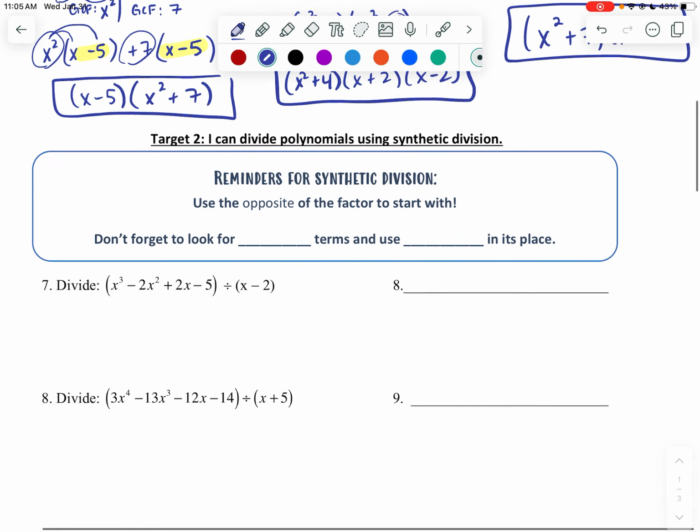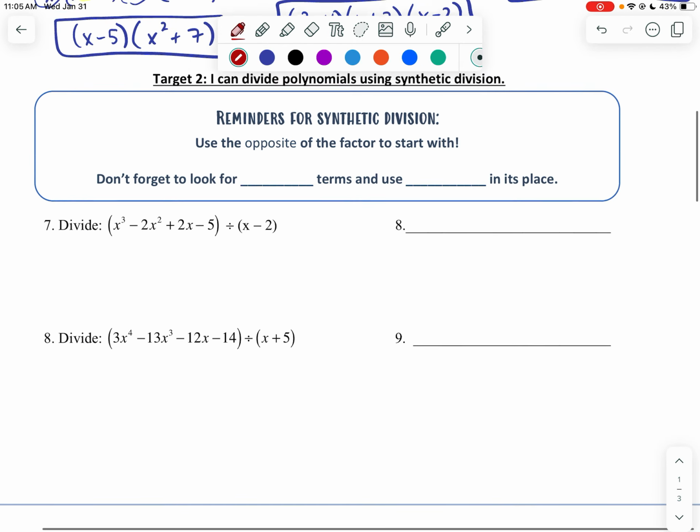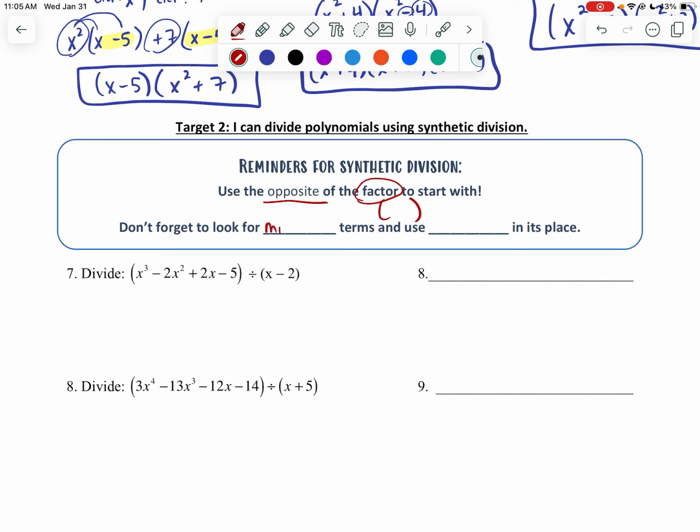Okay, next part of this unit was synthetic division. So a couple of reminders. Use the opposite of the factor. Remember, factor is anything in parentheses. Don't forget to look for missing terms and use a 0 in its place.